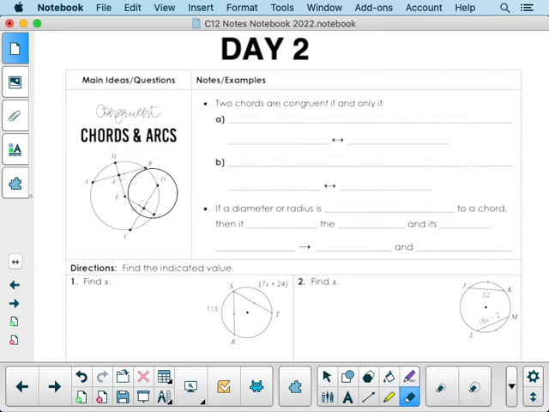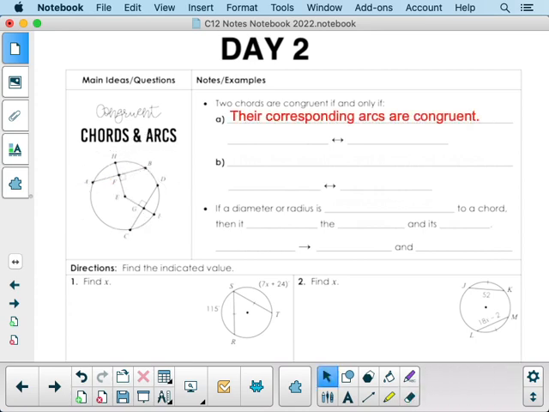Okay, a couple of ways that chords can be congruent. When they are congruent, their corresponding arcs are congruent. So if the chords are congruent, so are the arcs. If the arcs are congruent, so are the chords.